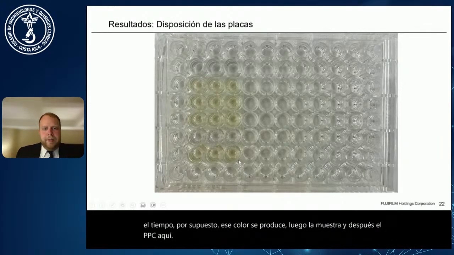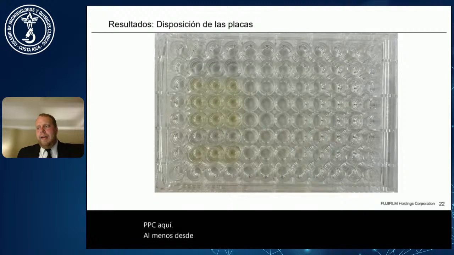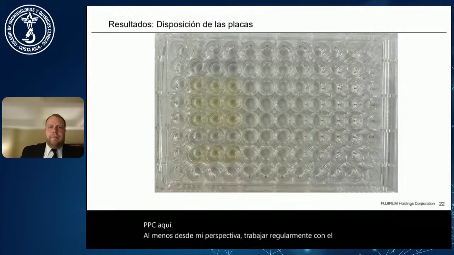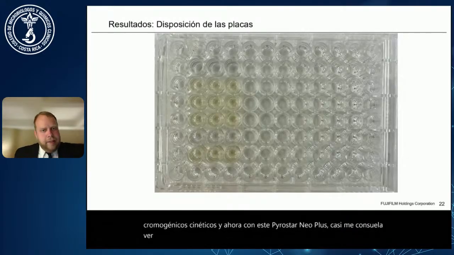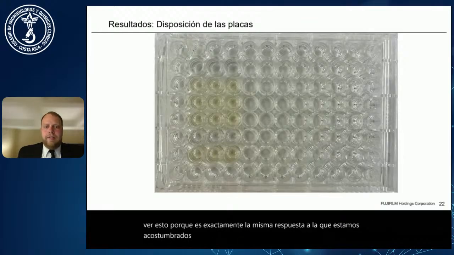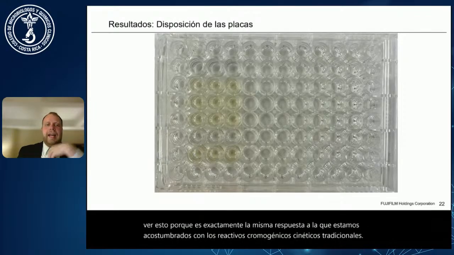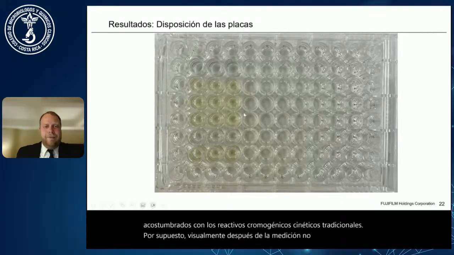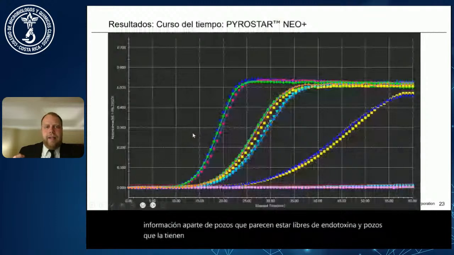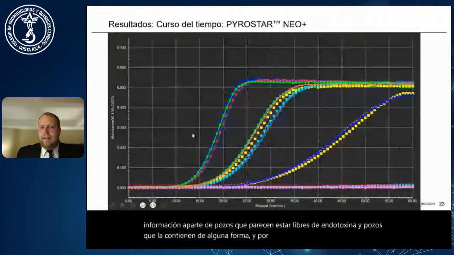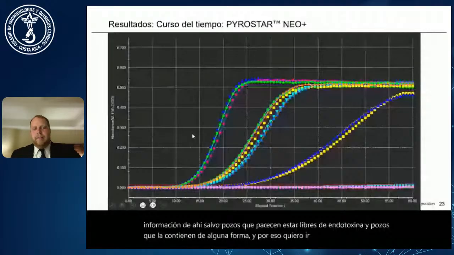At least from my perspective, regularly working with the kinetic chromogenic reagents, and then now this Pyrostar Neo Plus, it's almost a comfort to me to see this, because it's exactly the same response as we're used to with the traditional kinetic chromogenic reagents. Of course, visually after the measurement, we don't get much information from that other than wells that seem to be free of endotoxin and wells that have endotoxin in some form. And that's why I want to now go to what we call the time course from the software would look like.